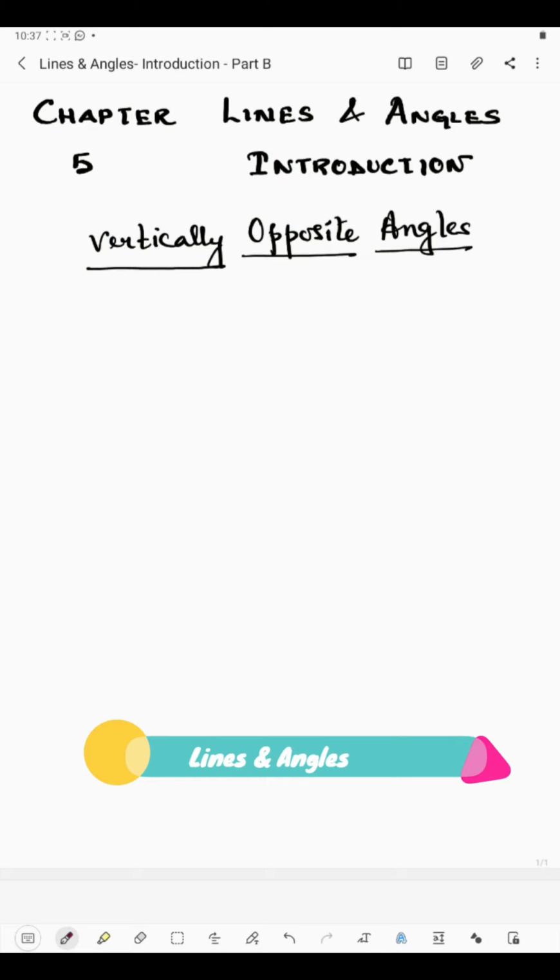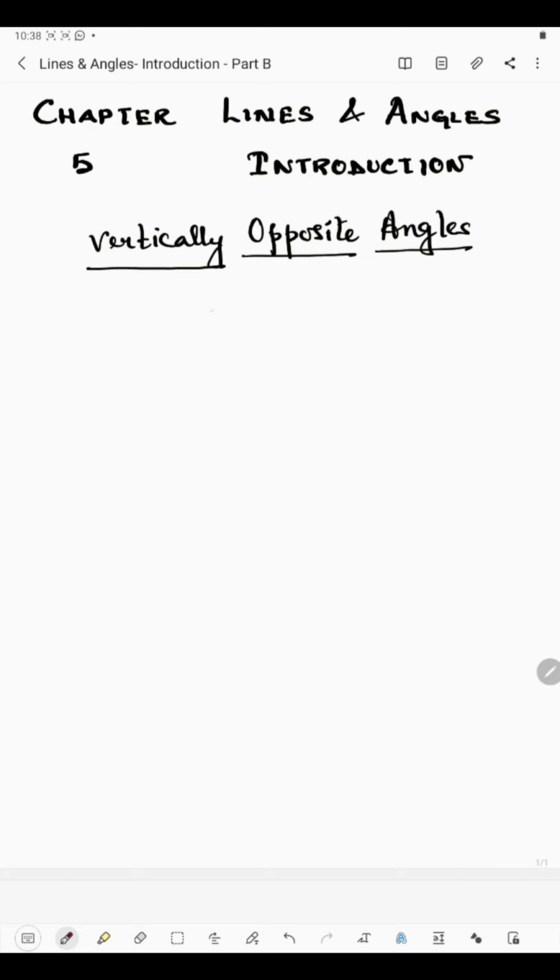Next we have vertically opposite angles. Now what is a vertically opposite angle? When two lines intersect, the angles formed here, like this and this, are called opposite angles. And if you consider this angle and this angle, then this also will be a vertically opposite angle.